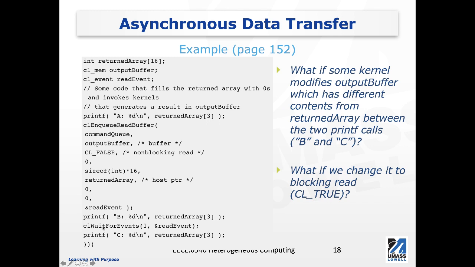Either way, this CL wait for event will get this CL read event, which is now completed. So we proceed on the final printf. So C will also print out the correct return value from the read operation. And you can guarantee that this print B and print C will output the same value if this is a blocking read.